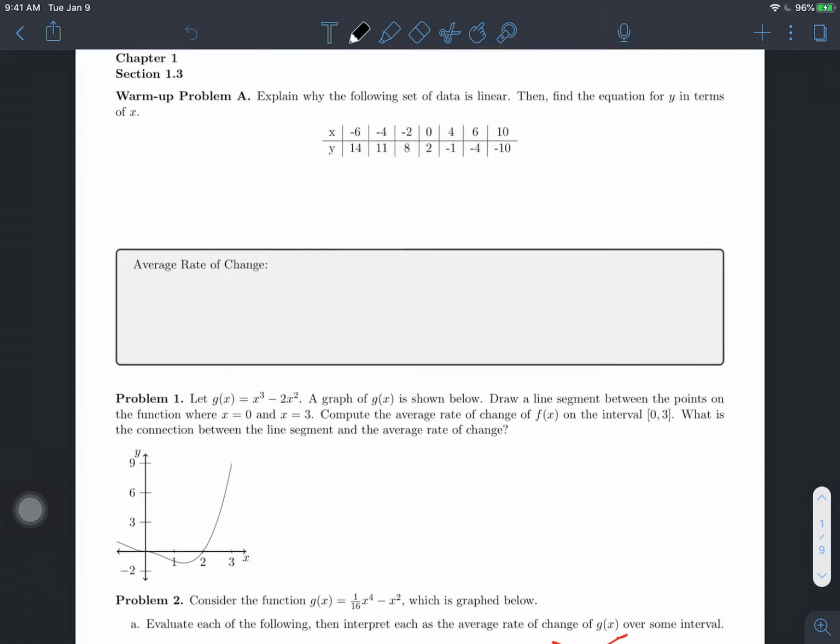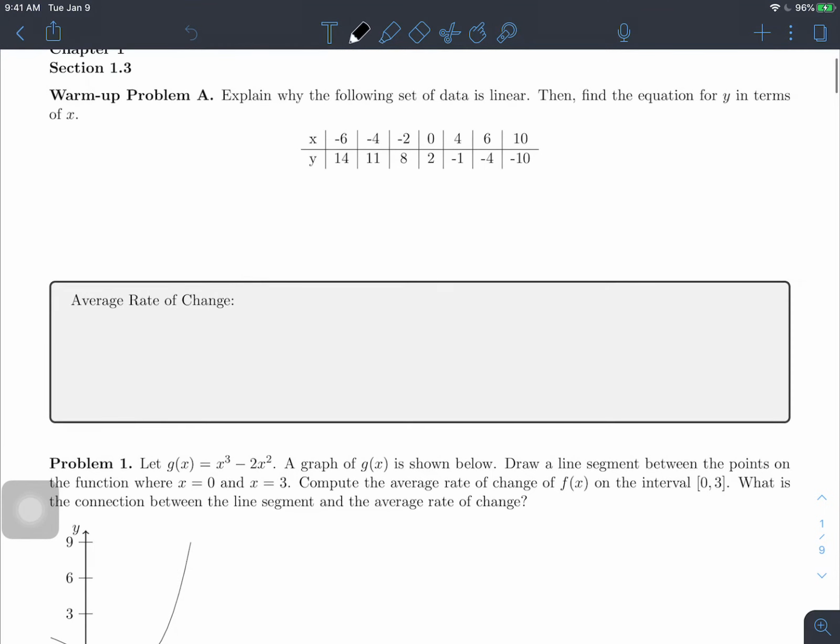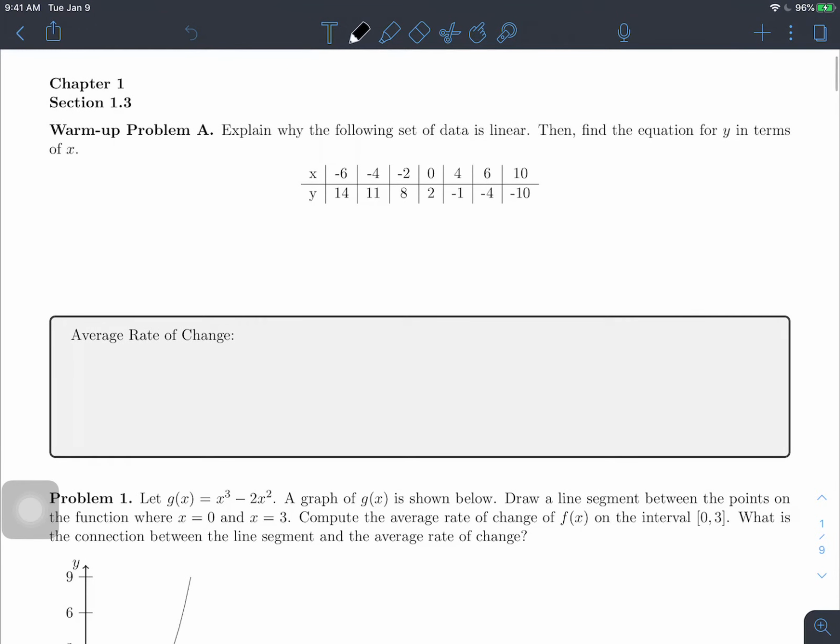So let's start on the warm-up problem. Let's have everybody try it. This is just a problem from last time. We're going to decide whether or not this thing is linear and why. Actually, it says that it's linear, so you're supposed to explain why. So go ahead and try that out on your own.